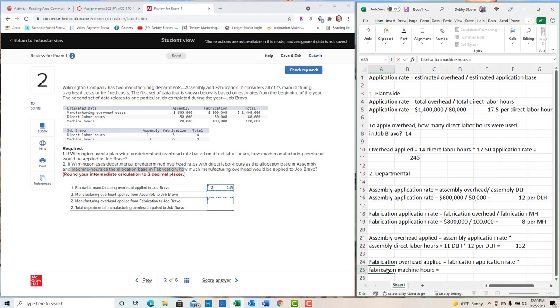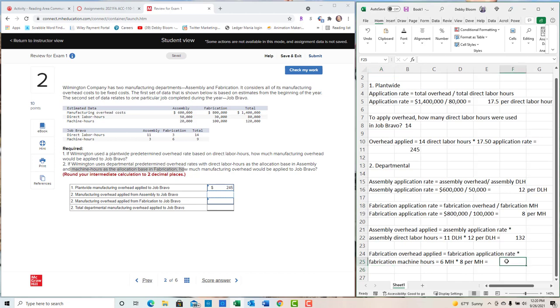So in this case, we look down for job Bravo. Job Bravo used 6 machine hours. We multiply it by our fabrication rate, which is $8 per machine hour. So our fabrication overhead for job Bravo is going to be 6 hours multiplied by $8 per hour, which is $48. So 132 goes in the first one for number 2, 48 goes in the second one for number 2, and departmental manufacturing overhead applied to job Bravo would be $180 in total.